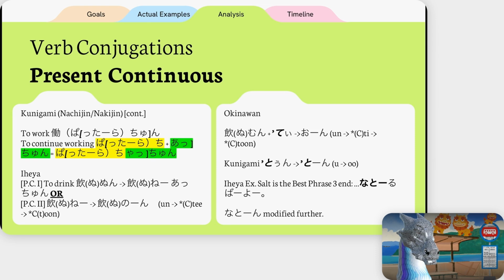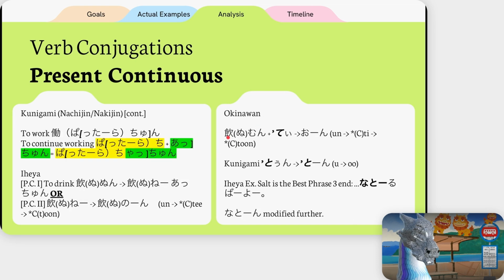And finally, Okinawan is a little more complicated from the basic un or in form. We convert it to the T form, which then converts into the on form. Similar to the first, but we use T here. Pretty similar thing.